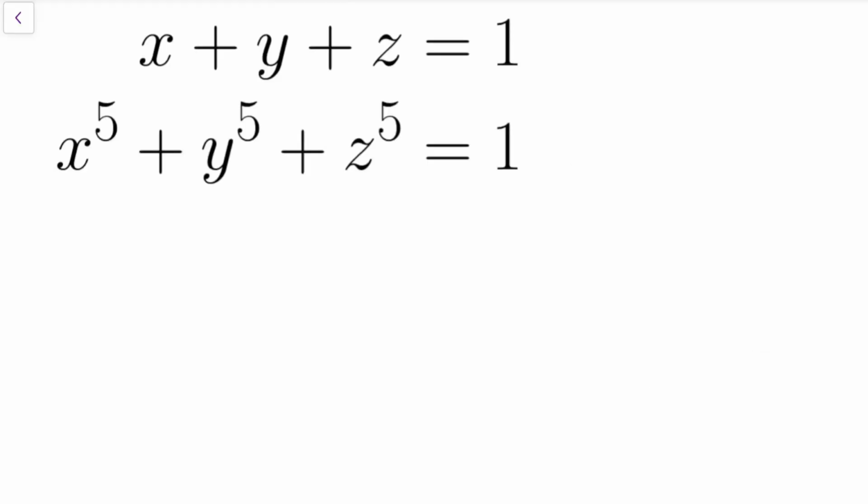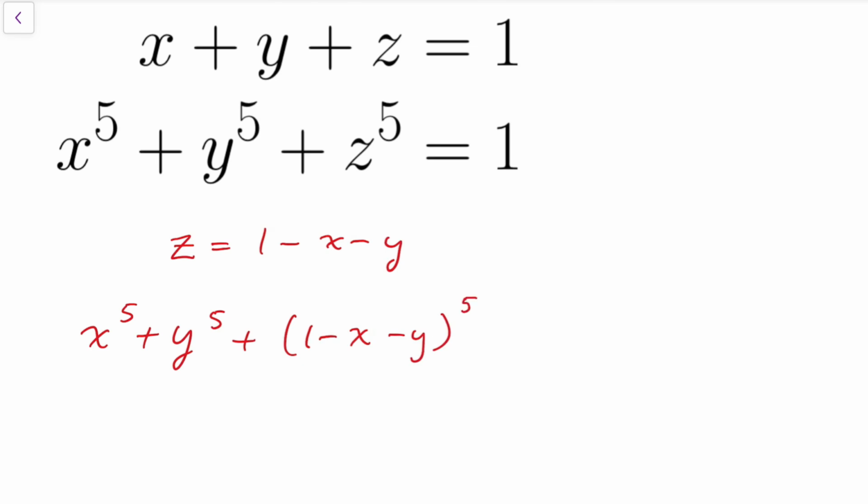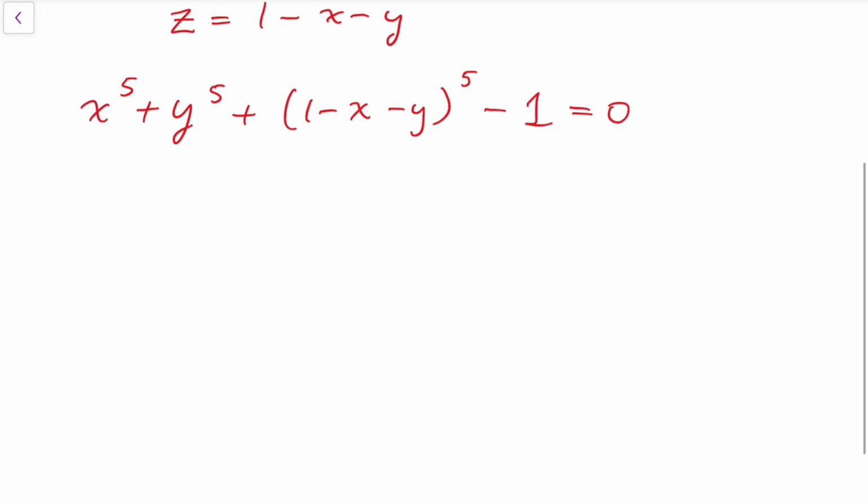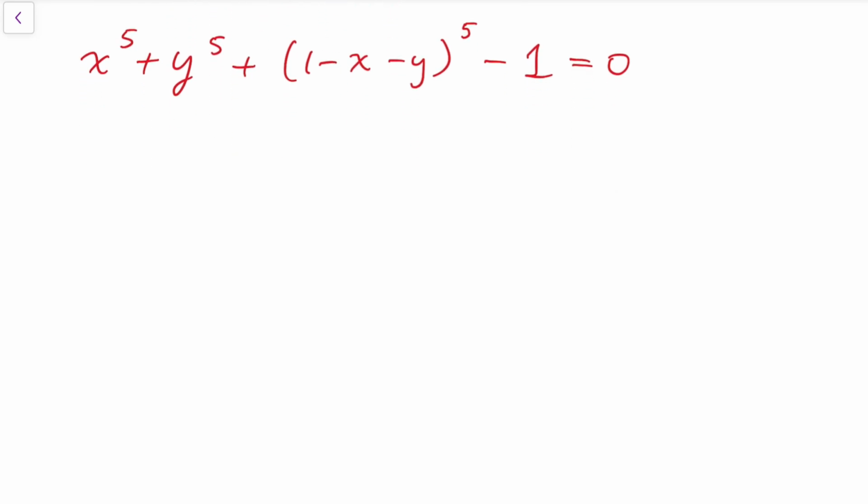Here is a pretty straightforward approach to solve this system. I'll just put the first equation into the second equation by rewriting the first as z equals 1 minus x minus y. Then put this into the second equation. We have x to the power 5 plus y to the power 5 plus (1 minus x minus y) all to the power 5 minus 1 equals 0. So now we have a polynomial of degree 5 with two unknowns.